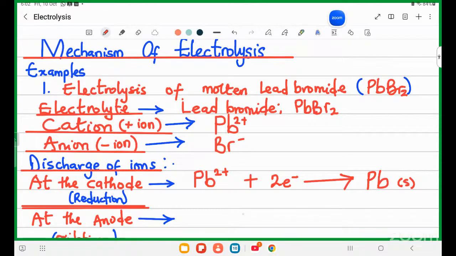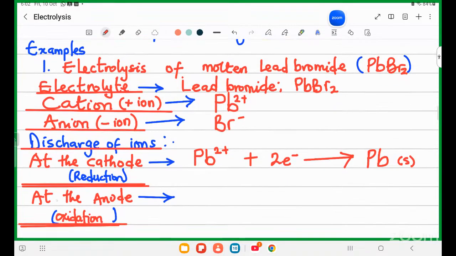Now, what happened here is reduction, because reduction is the gain of electrons, and reduction normally occurs at the cathode. Now, we go to what happened at the anode. What happened at the anode? There's going to be loss of electrons, okay?